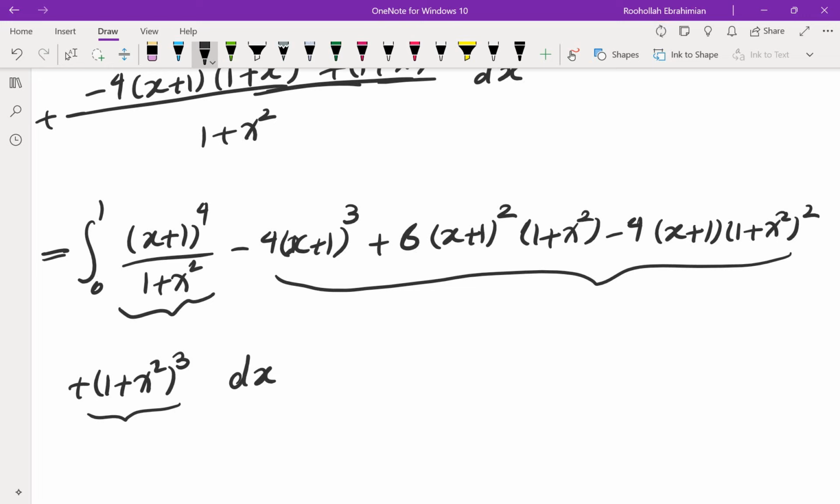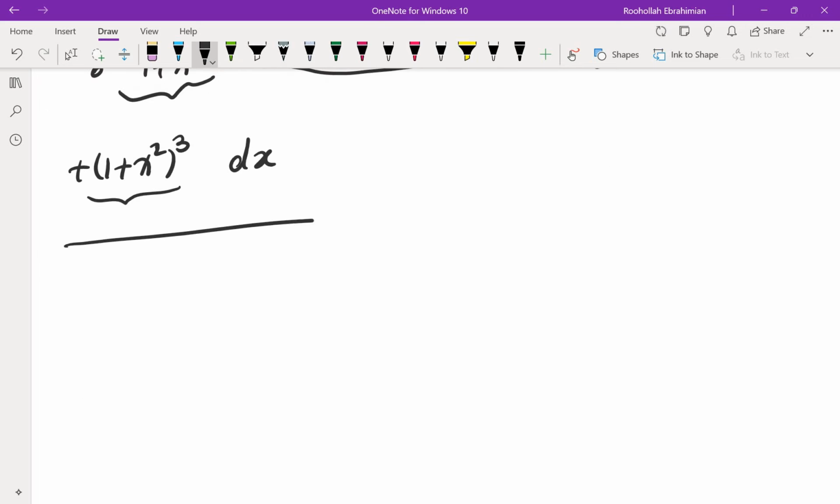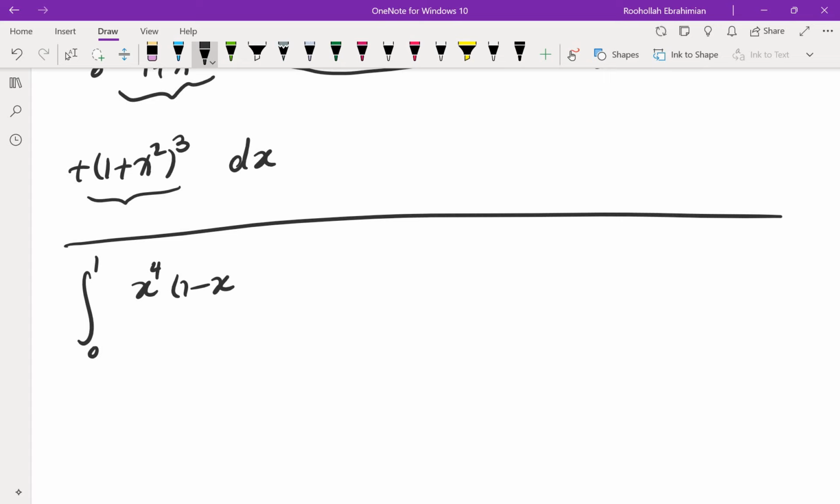However, at this point, I realized that maybe there's a better way of doing this one. I didn't want to spend half an hour just expanding these and dividing and taking the integral. So, is there a better way of doing this one? And for that, let me rewrite the integral.